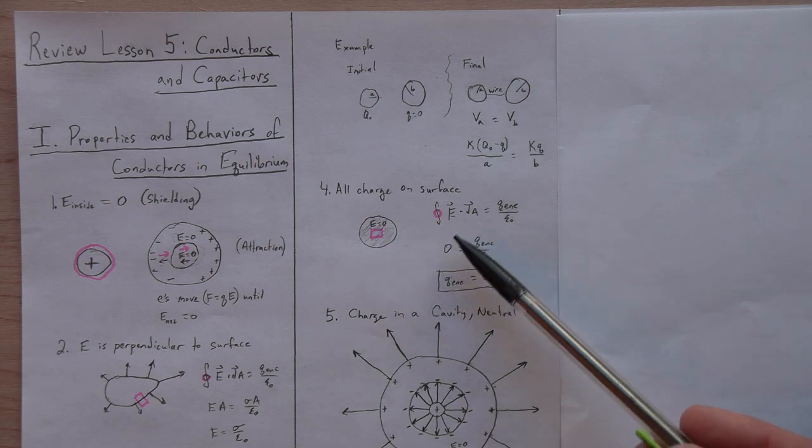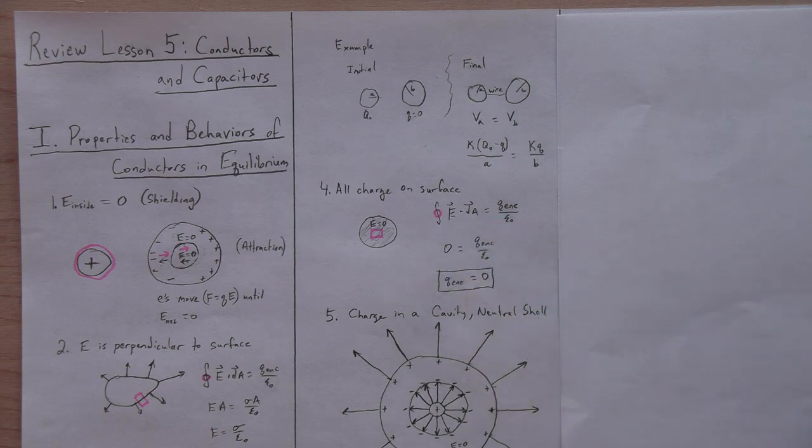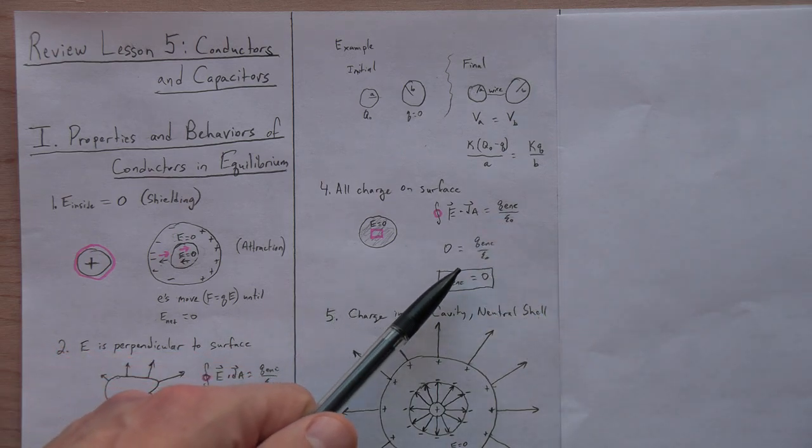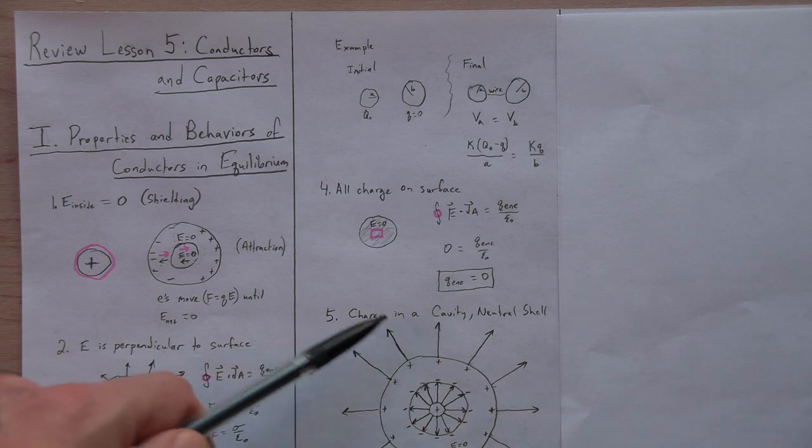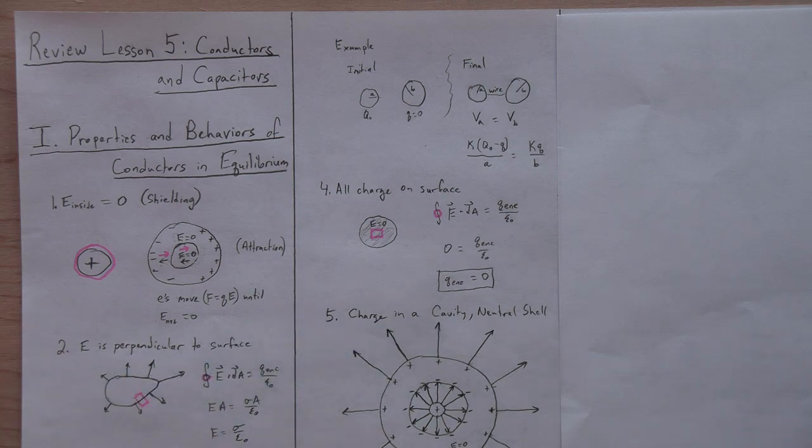And so the left side of the equation here is 0. Well then, the right side has to be 0 also, and that means Q enclosed is 0.